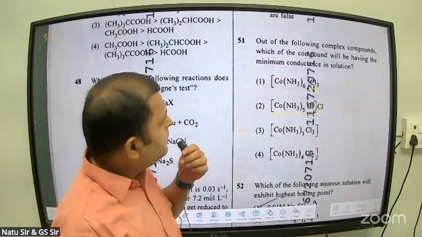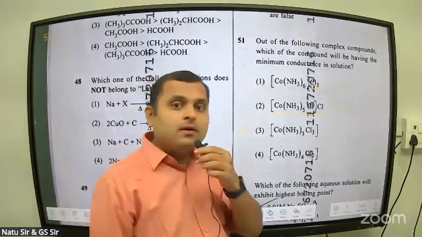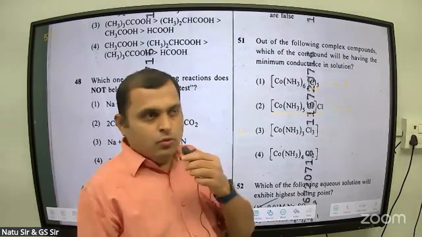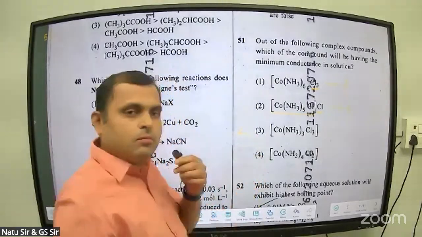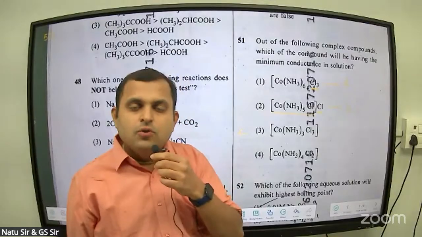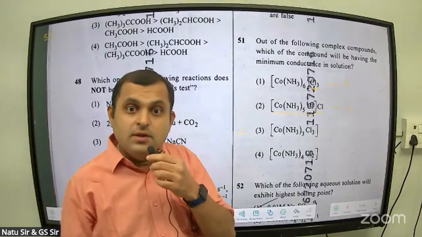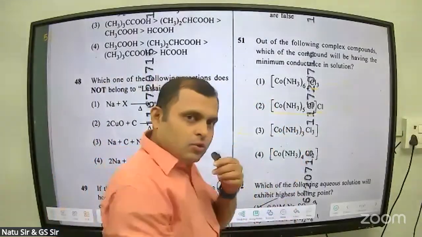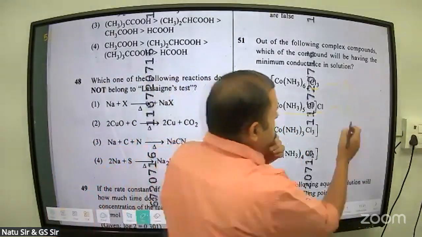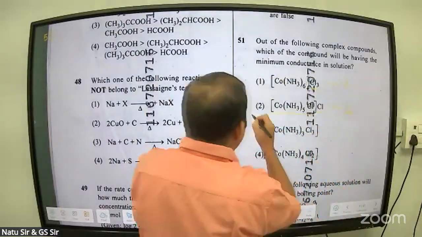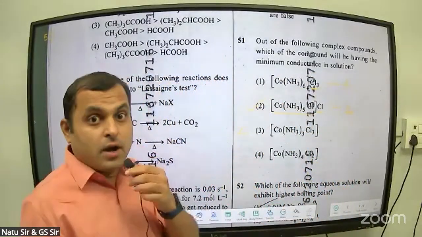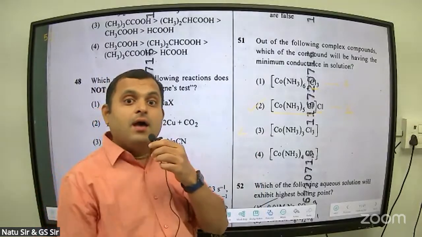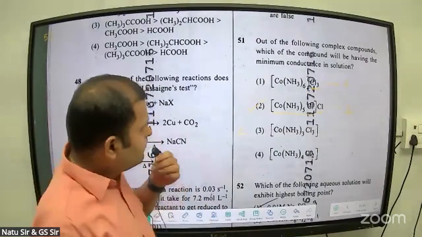So here the concept is, for minimum conductance, first of all, it should be non-zero. You may say that 3 and 4 both will not produce any ion, so practically their conductance will be zero, right? But in case of 1 and 2, both are non-zero, and out of them, which one is having the minimum value? Second. Then we mark option number 2. So try to understand, 3 and 4 we are not going for because they are having zero electrical conductance. Okay?